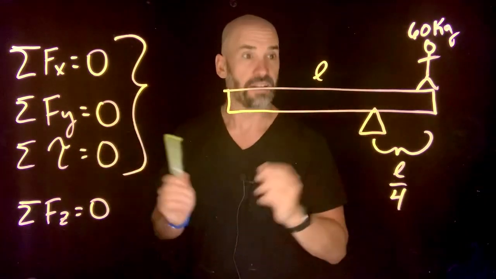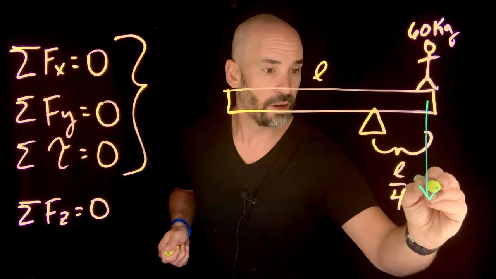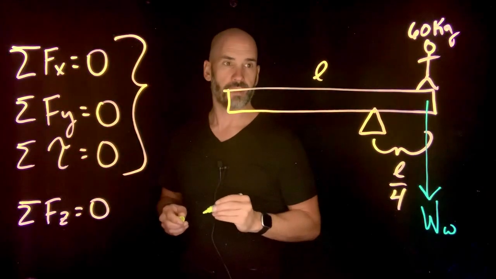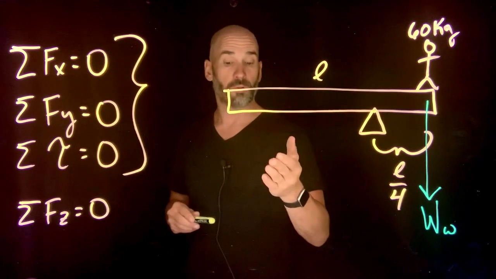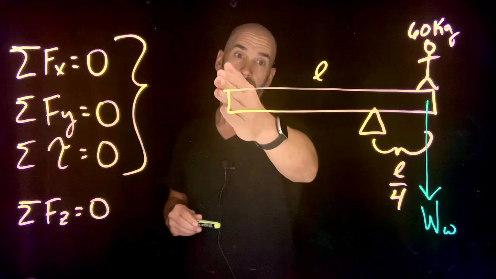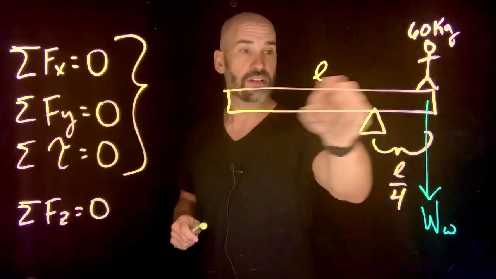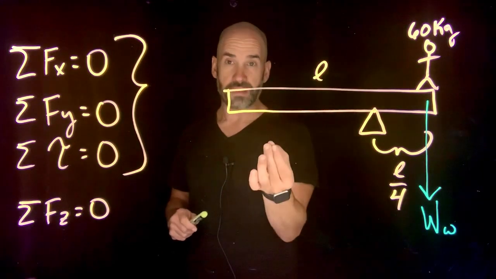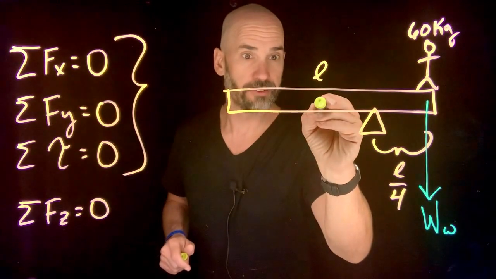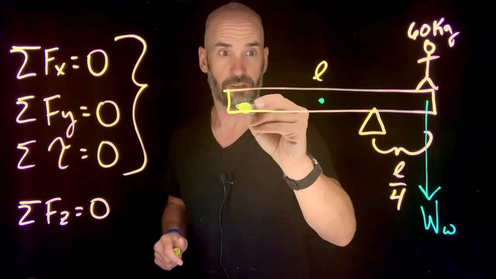So let's analyze it. We have this person, so this is the weight of the woman, I'll put WW for weight of the woman. And then we also, of course, have the weight of the actual seesaw. Remember, if it's a symmetric object, the weight acts at the center of mass. So let's go to the center of mass. That's exactly halfway through, so that's going to be L over 2.